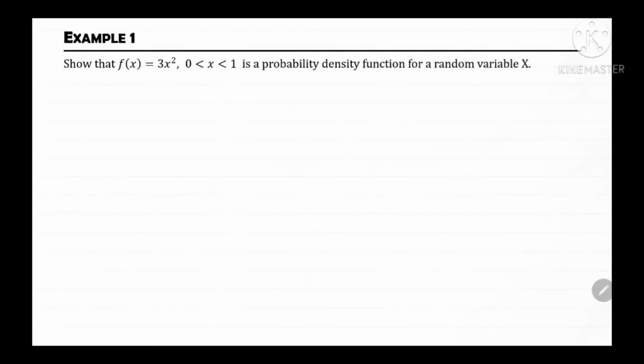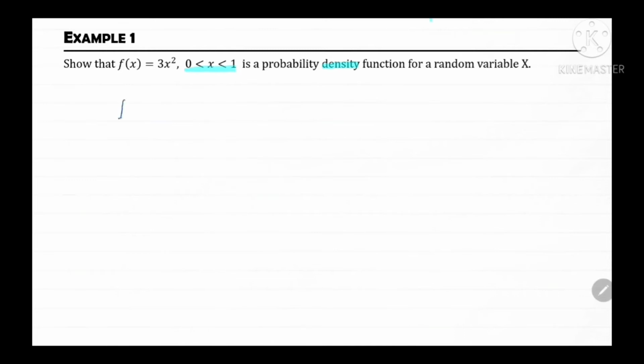Example 1. Show that f(x) equal to 3x squared from 0 to 1 is a probability density function for a random variable x. To show that it is a probability density function, we need to show total probability equal to 1. Since this is a density function, we need to integrate from 0 to 1.